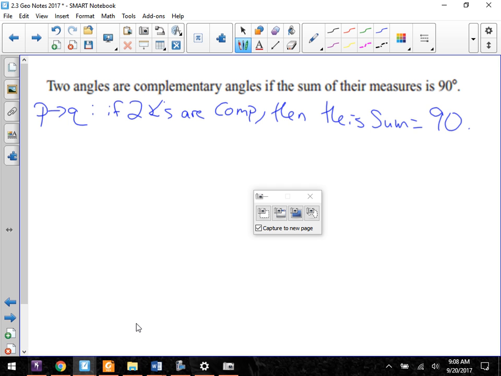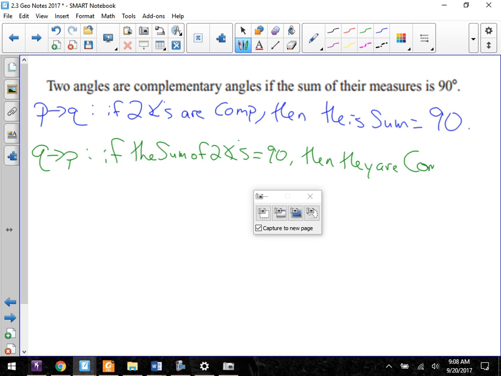If you say that backwards, you say the converse of it, Q implies P. If the sum of two angles is 90, then they are complementary. Is that true also? Yes. So what we can write then is what we call a biconditional statement, because those both are true, by putting the words if and only if in there.